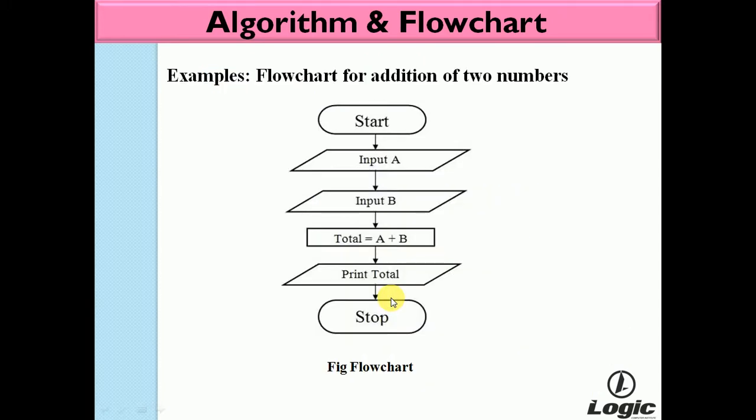Then we see the example of a flowchart. Flowchart for addition of two numbers. The start symbol is used. Then input A, input B. These symbols are used for inputting. Then next is a process, total equals A plus B. This is the main execution of the program, A plus B, addition of two numbers. Then print total. These are used for output. Output symbols are used for output. And then the ending symbol, stop. This is the flowchart of addition of two numbers.